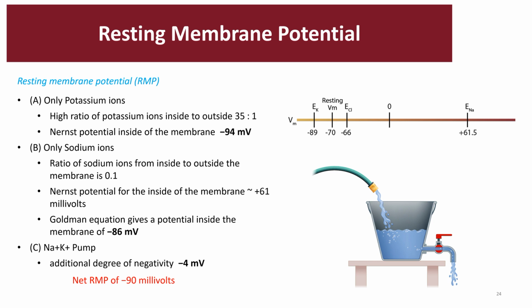If only sodium ions play the role, and you take into consideration the ratio, it's 142 over 14, that ratio is 0.1. And when you plug in the Nernst equation for the inside of the membrane, you would generate 61 millivolts. You combine the potassium and the sodium, you will generate negative 86 millivolts. However, we also need to consider the Na-K pump's contribution, which is about negative 3 to negative 4 millivolts. And so when you consider the movement of 3 sodiums to the outside for every 2 potassiums coming in, the net RMP is about negative 90 millivolts.